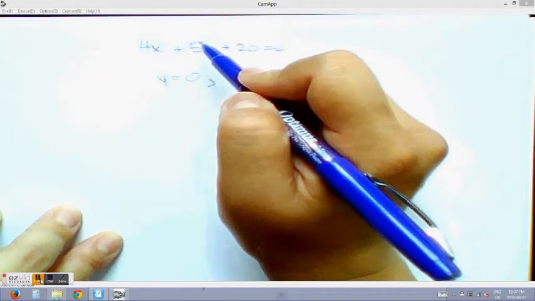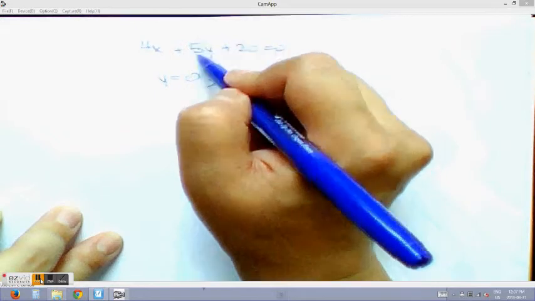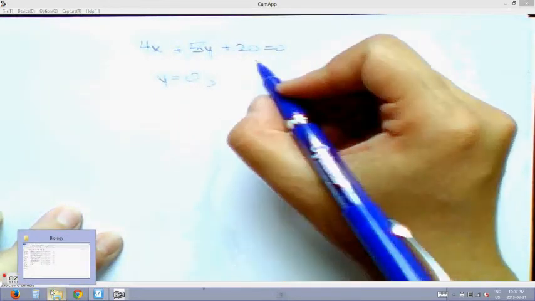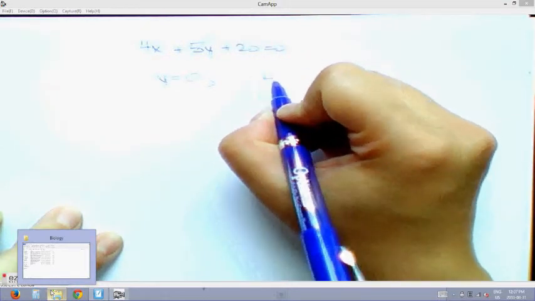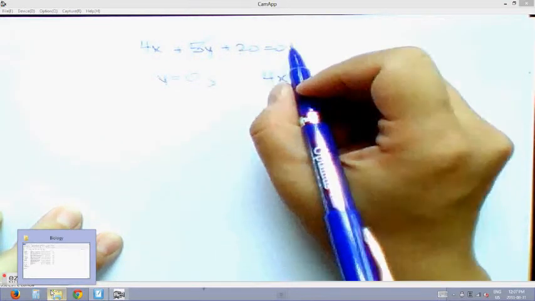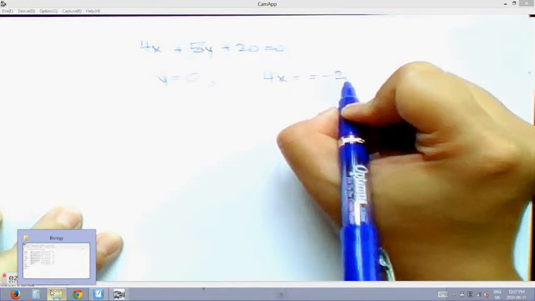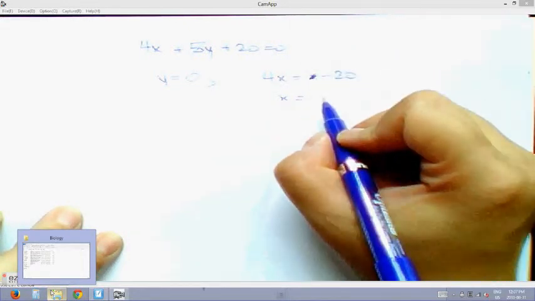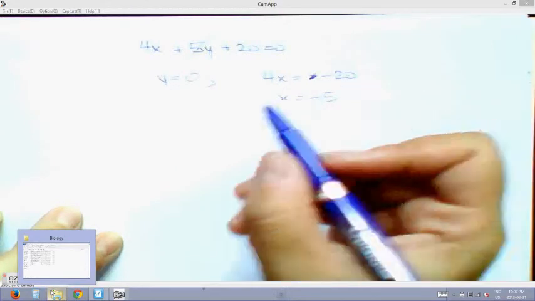Our x-intercept. Then we can cross off the term that has y, and then I rewrite what's left. So I say 4x, I'm going to move the 20 over, is equal to negative 20. x then is equal to negative 5.